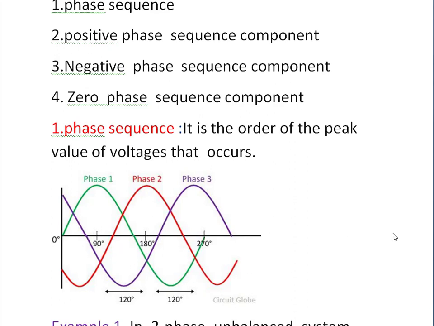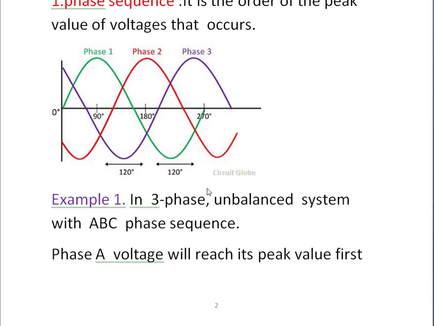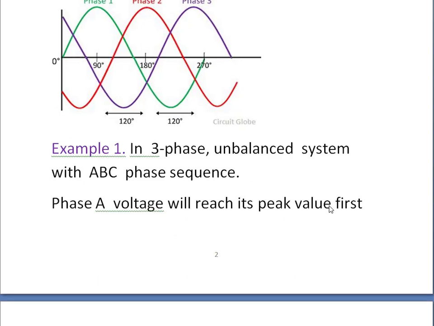Suppose if you see this diagram, this is phase 1, this is phase 2, this is phase 3. In this, phase A is reaching peak value first, suppose you assume this is the time axis. So phase 1 will reach its maximum first, then phase 2 will reach the maximum, then phase 3 will reach its maximum. So this can be explained well using an example.